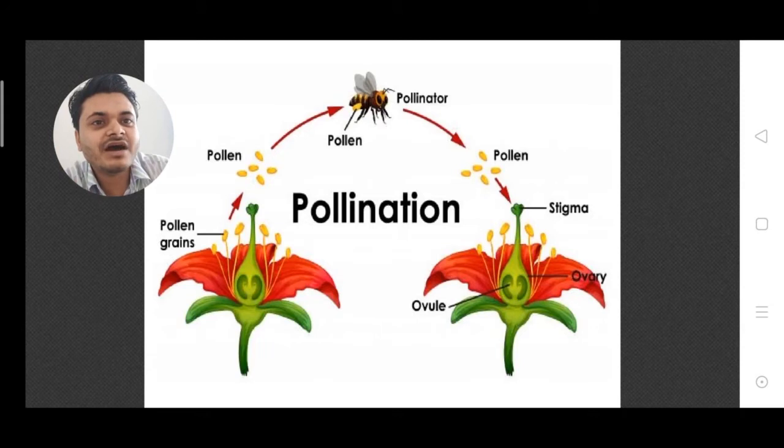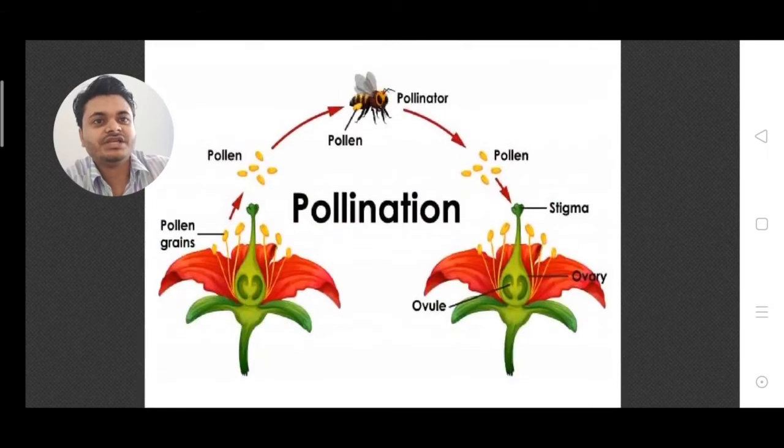So you can see how pollination is taking place. See here the insect is transferring the pollen grains from one plant to another, or from one flower to another. If it takes place in the same flower, it is self-pollination, and if it takes place in a different flower, it's cross-pollination. We'll see this one by one.